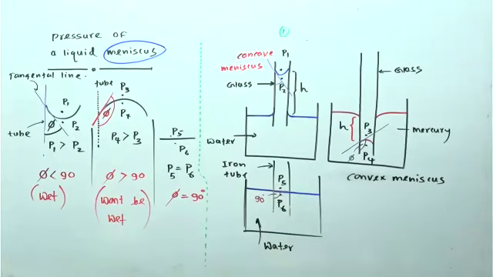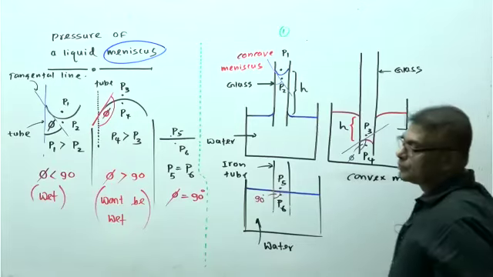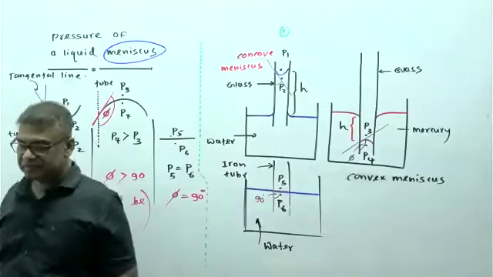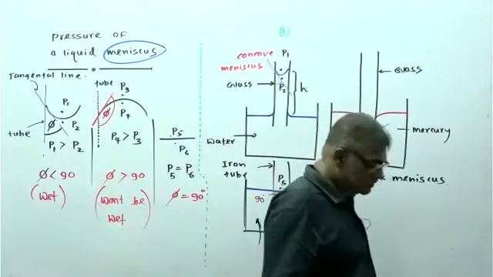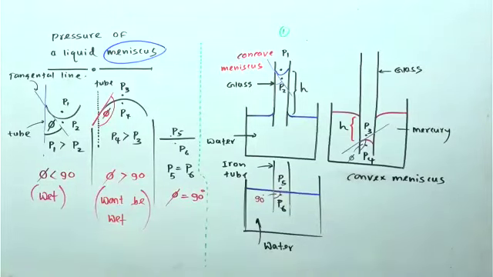As the shape of the liquid meniscus, it should have pressure difference from concave side to convex side.